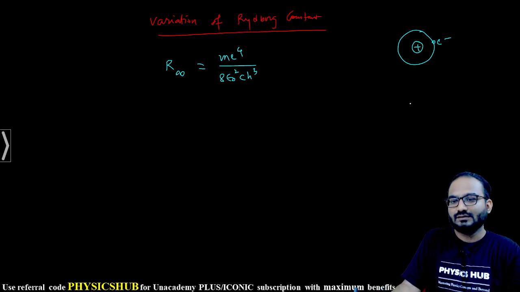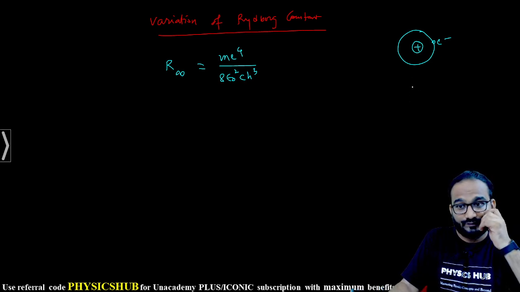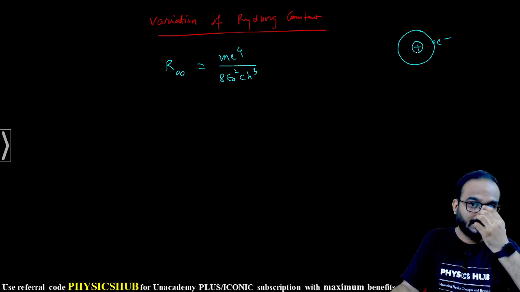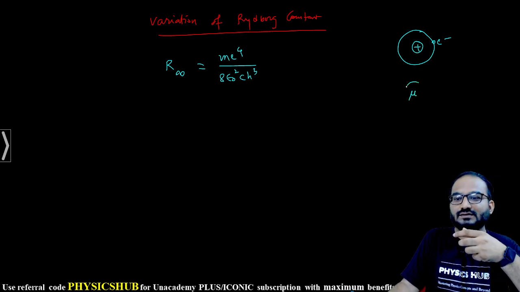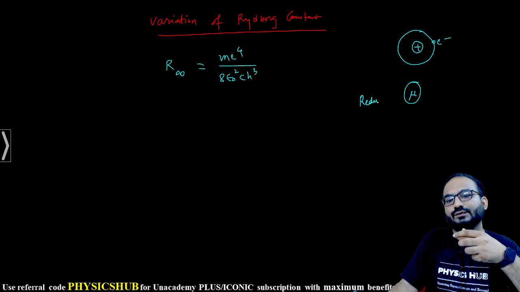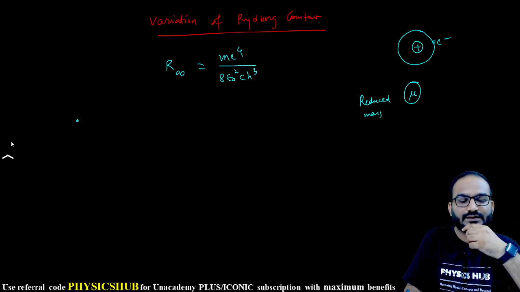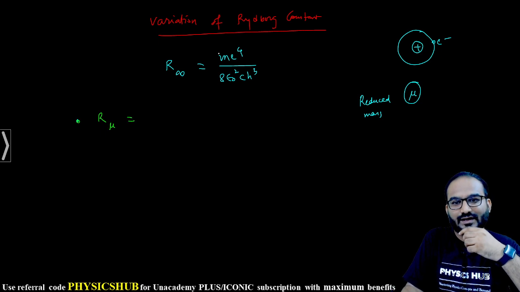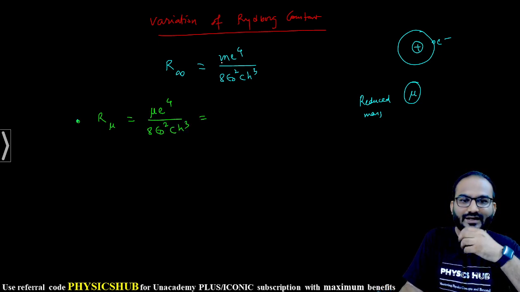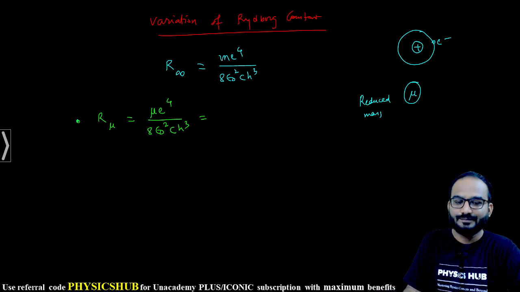But in reality, in practice, the mass of the nucleus is not infinite. For that case, we define something called a reduced mass, mu. So for practical purposes, we take R mu. Instead of writing m, you will be writing mu, mu to the power 4 divided by 8 epsilon naught square c h cube. Now we can express it in terms of m.